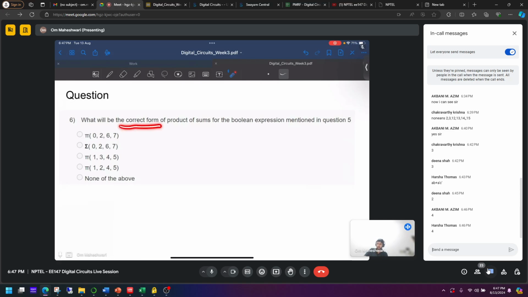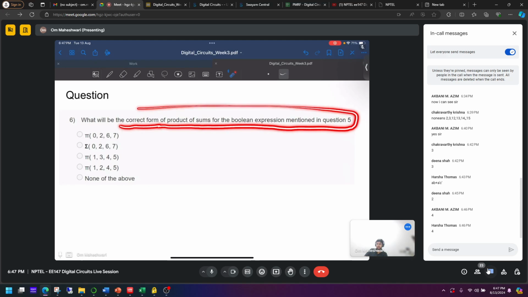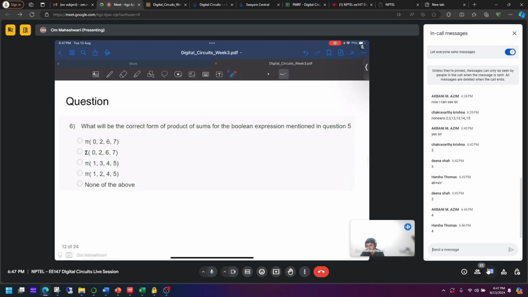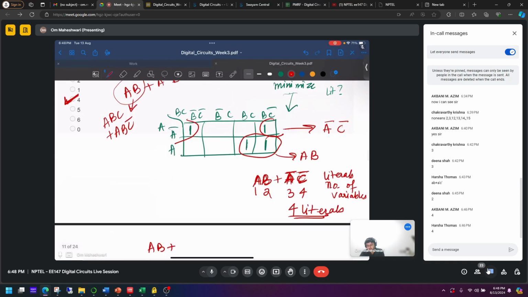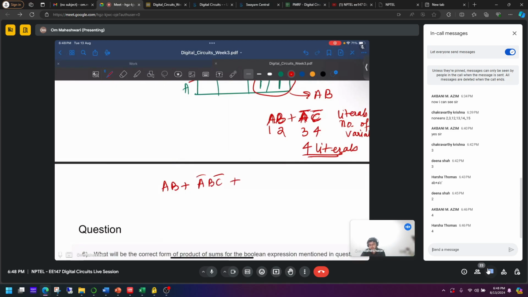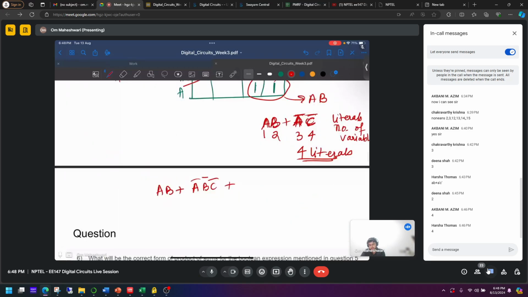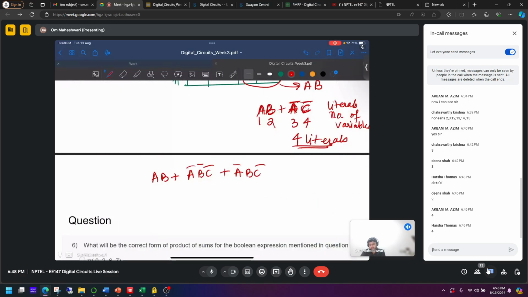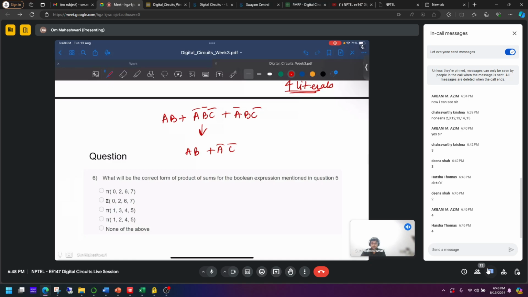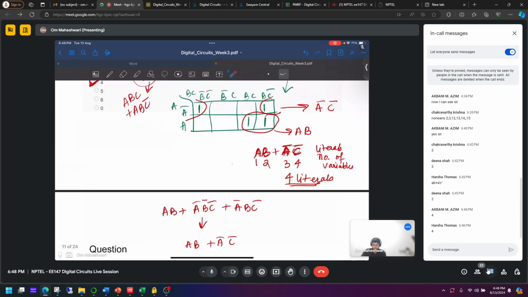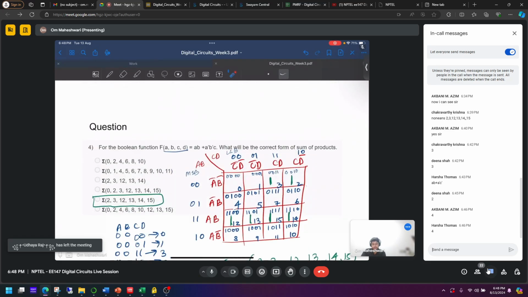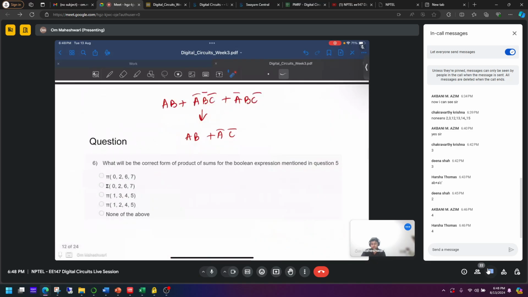What will be the correct product of sums for the Boolean expression mentioned in question 5? So the expression was AB plus A bar B bar C bar plus A bar B C bar, which we minimized to AB plus A bar C bar. Now the question says, what is the POS of the Boolean expression? In the earlier question, it was asked, what is the correct SOP form, then we chose these numbers. Now it is the opposite. This is product of sums.